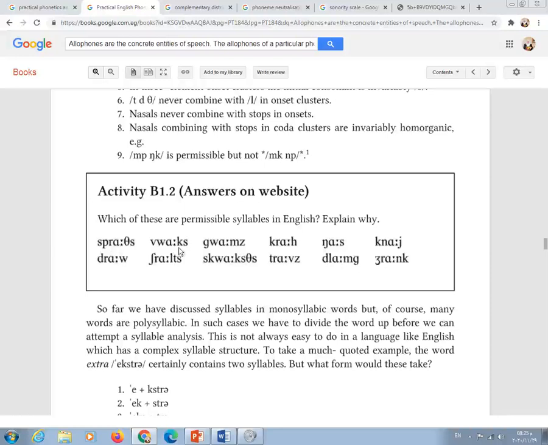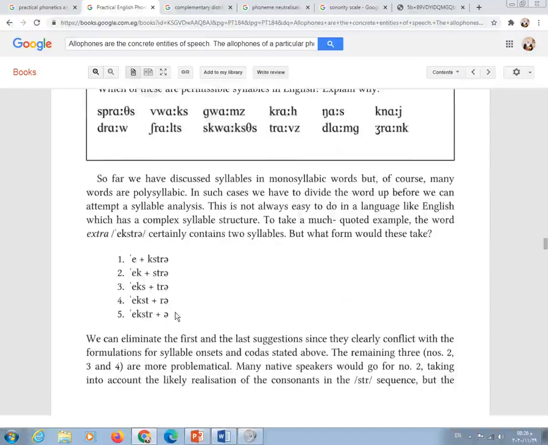Okay, number two, v, w, a, k, s. Is this an English syllable? Is it acceptable? Is it permissible? Of course not, because v cannot be followed by w. I can start with v, but v cannot be followed by r or w. Same for gw, and so on. Okay, so please check this part.